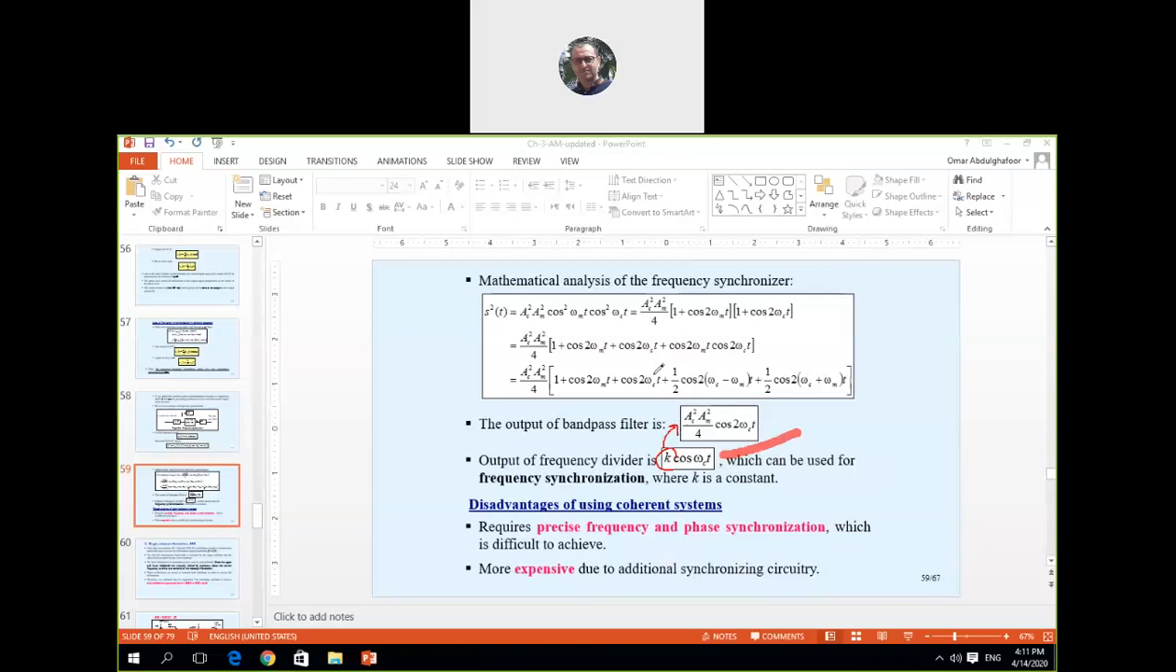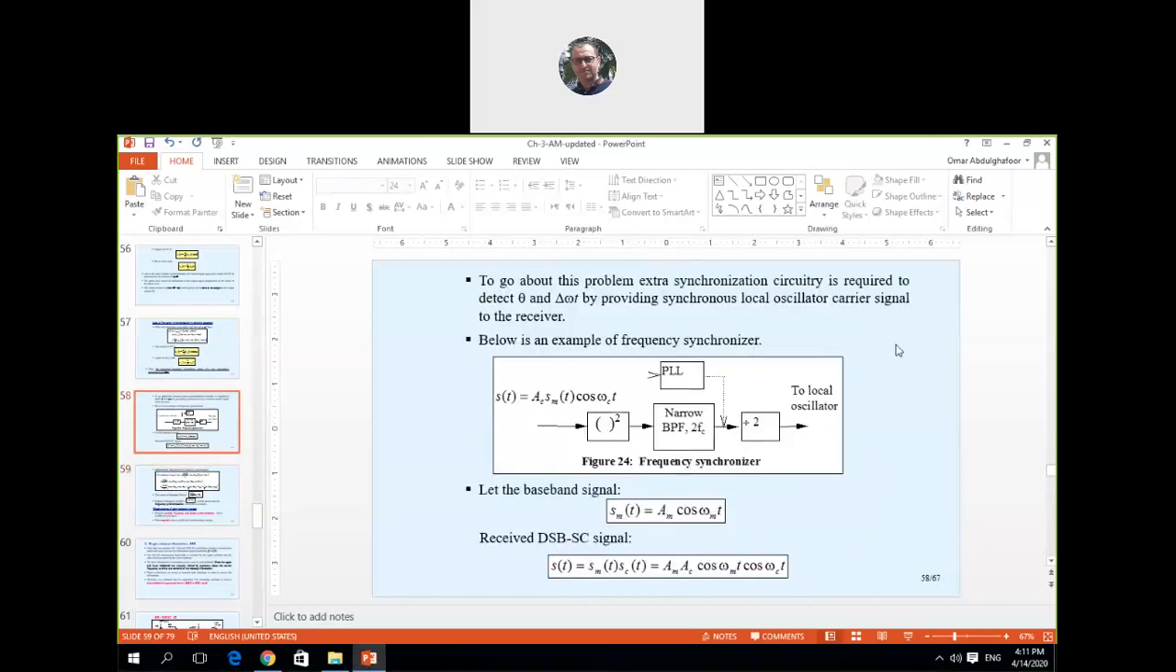All right, so this is all we need to do for synchronization. All right, all we need to do for synchronization: an extra synchronization circuit is required to detect the phase and frequency, if any, by providing a synchronous local oscillator carrier signal to the receiver.